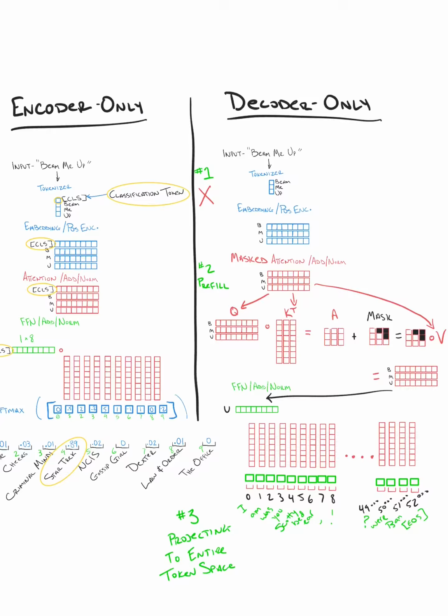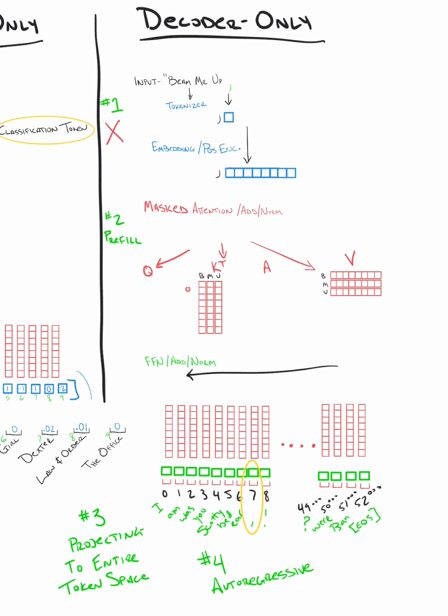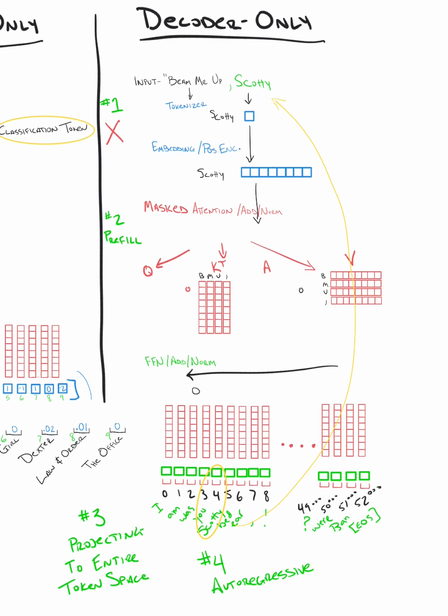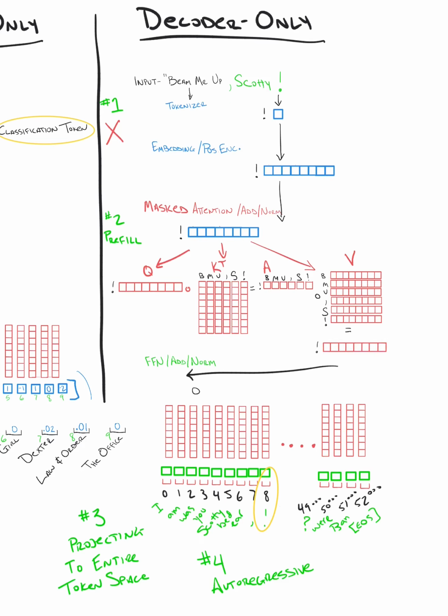Third, the output is still not projecting to a classification, but to the entire tokenizer vocabulary. Fourth, the decoder-only model is autoregressive, which, as we've discussed, is the most significant difference between the encoder and the decoder. After the comma is appended to our input, it predicts the next word, Scotty, followed by the next prediction of an exclamation point, followed by the next prediction of EOS, thereby breaking the autoregressive loop.